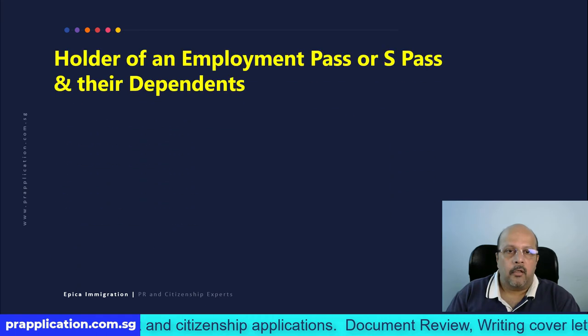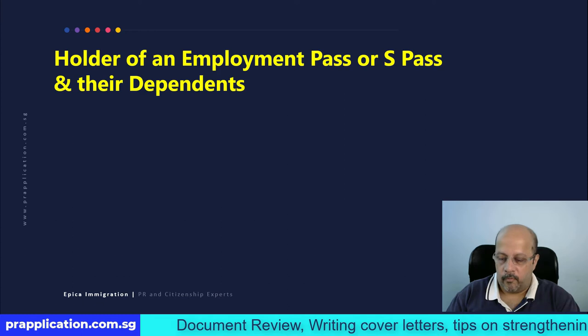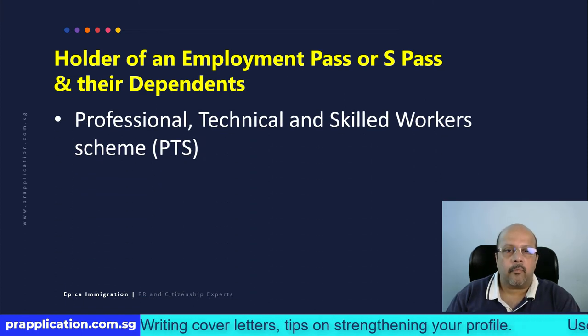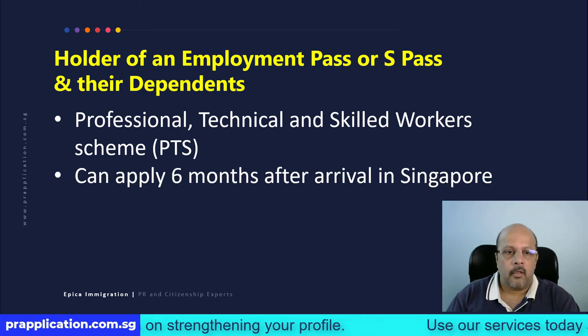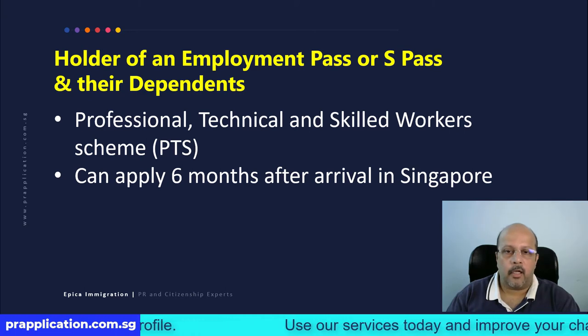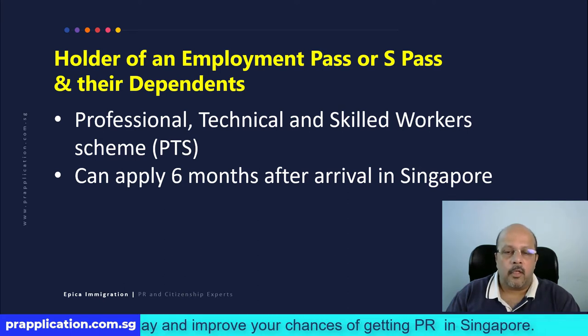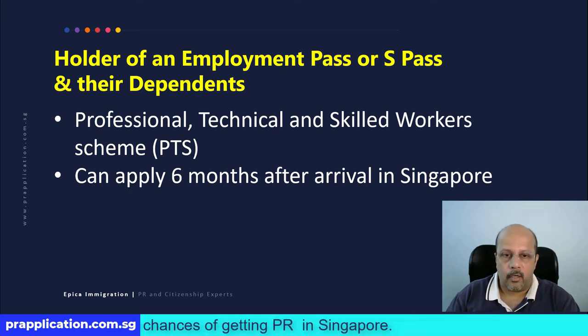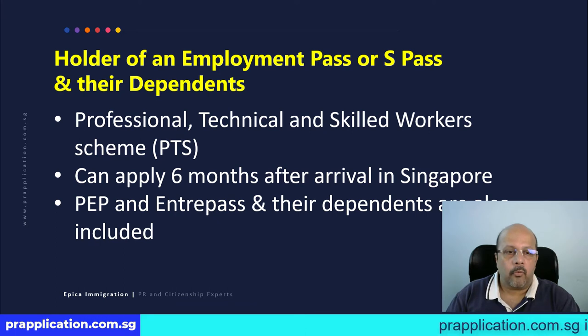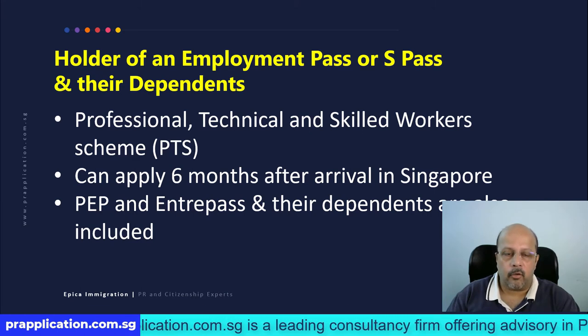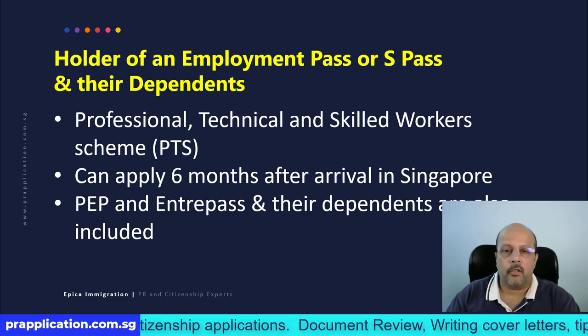Now, expanding on this, holders of an employment pass or S pass and their dependents. As I mentioned, this scheme is called the Professional, Technical and Skilled Worker Scheme. You can apply 6 months after arrival in Singapore. So if you are on an employment pass and have completed 6 months or more, then you can file this application. However, I generally don't recommend doing this because there are high chances that your PR will get rejected if you apply too early. One more point to note, PEP, Personalized Employment Pass, and Entry Pass holders, and their dependents in Singapore, are also included under this scheme. Since this scheme constitutes more than 80% of the applications every year, the rest of the discussion in this presentation is focused on this scheme only.